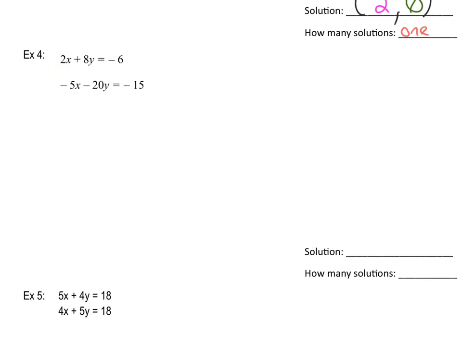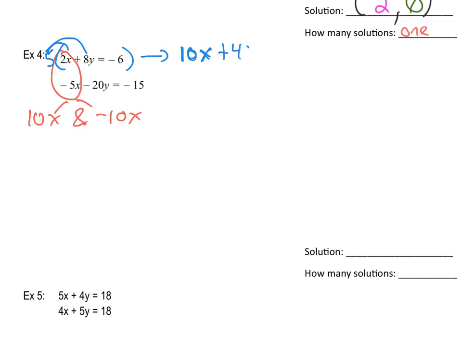So it's a good strategy to say, okay, I want to make these opposites. I know my opposites are going to have to be 10x and negative 10x. So the top one I can get to 10x if I multiply everything by what? 5. 5 times 2x gives me that positive 10x I'm trying to make. But I have to change the whole equation. Multiply by 5 times 8y, 40y. 5 times negative 6, negative 30. Okay, so there's our first part, positive 10x.